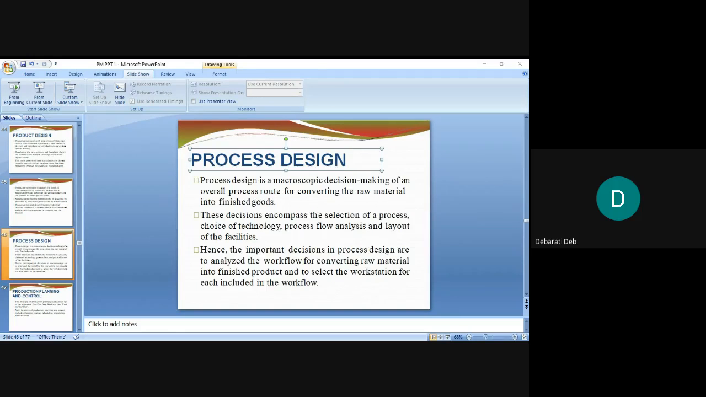This decision encompasses the selection of a process, choice of technology, process flow analysis, and layout of the facilities. So this process design decision making will comprise a perfect choice of the technology, then process flow analysis, I was saying from which machine it will go to what machine, and from which machine the finished good will come out. That flow has to be analyzed properly, and also the layout of the facility. Depending on the layout of the facility also, the process has to be designed. Otherwise you cannot fix the machine in the perfect location.